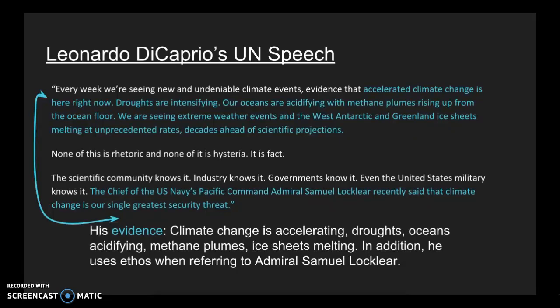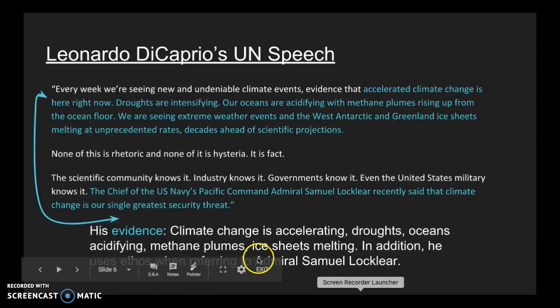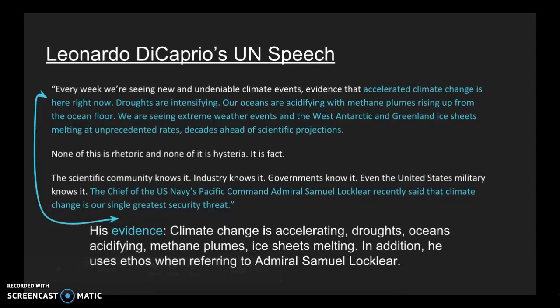Wow, right? He uses ethos right there. How does he use ethos? Well, he's referring to U.S. Navy Pacific Command Admiral Samuel Locklear, right? That is someone credible. And how do we know that he's credible? Well, it says it right there in his name, right? He is part of the U.S. Navy's Pacific Command, right? So he goes on with some of his other evidence.